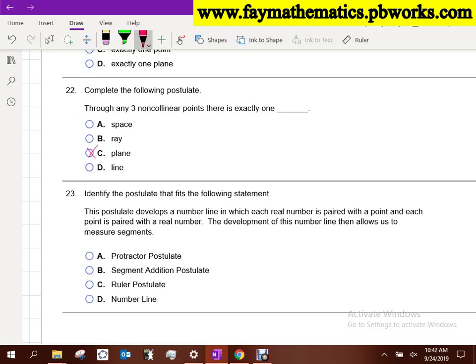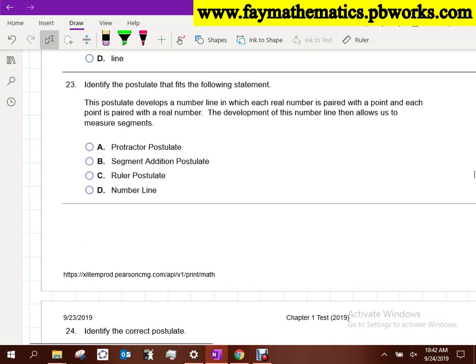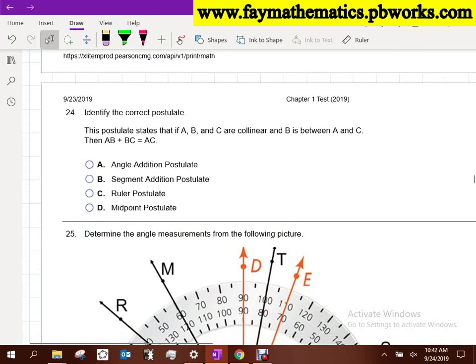That's the idea. In class we held our 3 hands up and put plexiglass on those 3 hands, and no matter where we moved them, they would have 1 plane passing through them. This postulate develops a number line in which each real number is paired with 1 point, and each point is paired with 1 real number. That's the ruler postulate. This is the segment addition postulate.